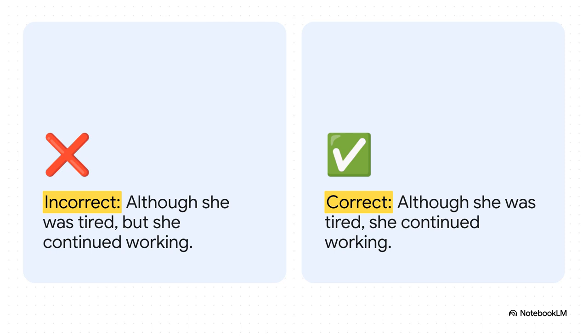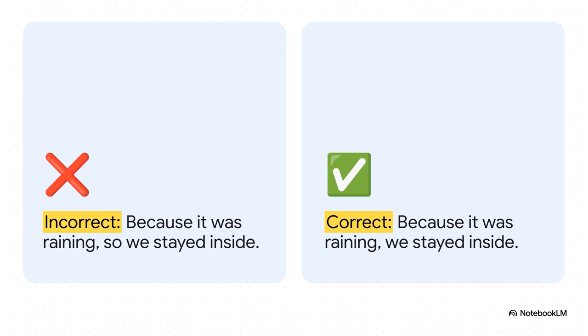The correct structurally sound way is simply, although she was tired, she continued working. And this leads us directly into a very similar mistake, the classic double glue blunder. Because it was raining, so we stayed inside. Nope. You see, the word because is already this massive load-bearing word. It is totally strong enough on its own without you needlessly throwing so into the mix. Just keep it simple and say, because it was raining, we stayed inside.